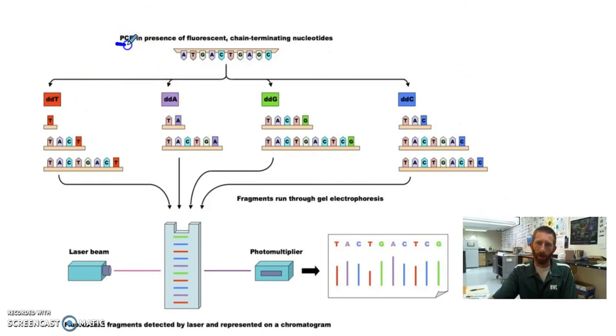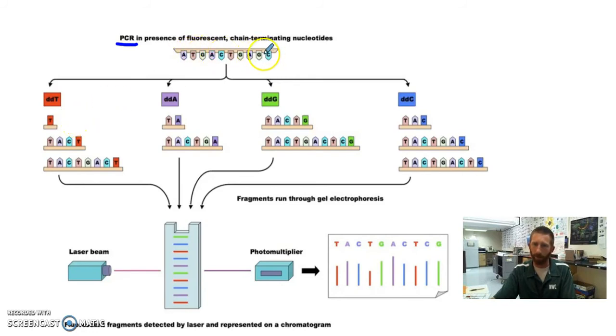We use PCR, so we make millions and millions of copies. Then we put that in 4 different tubes, and we add different chain terminating nucleotides to the different tubes, so that DNA polymerase can't physically add another nucleotide to that chain. So DNA polymerase goes along, and just randomly it'll add in these chain terminating nucleotides.